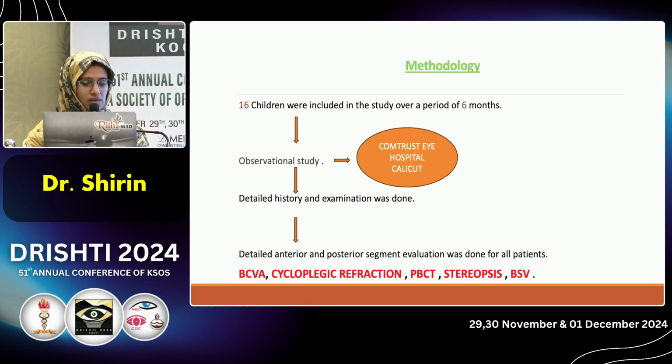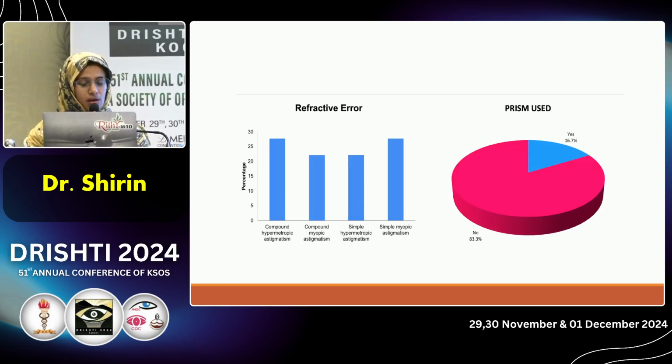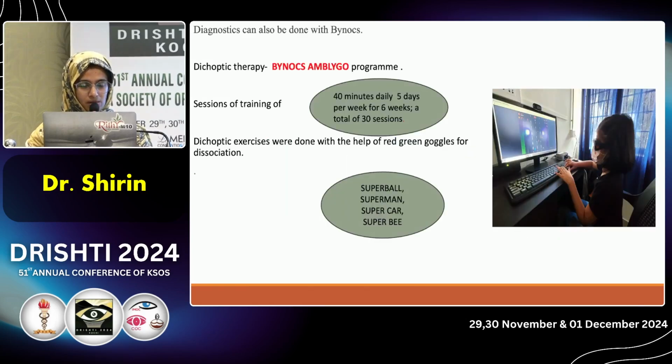Detailed history and examination were done. Best corrected visual acuity, cycloplegic refraction, prism bar cover test, stereopsis and binocular single vision were assessed and recorded. Foveal fixation was ensured, and before starting therapy we ensured that the participant had full cycloplegic correction, and if any deviation was present it was corrected with prism in spectacles, less than 10 prism diopters. The refractive errors among our participants included compound hypermetropic and myopic astigmatism, simple hypermetropic and simple myopic astigmatism, and 3 of our participants needed prism in spectacles.